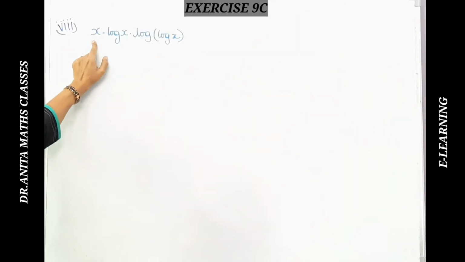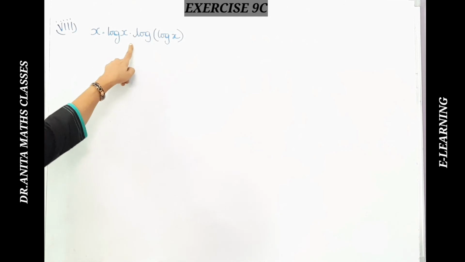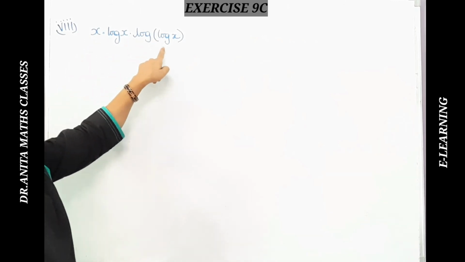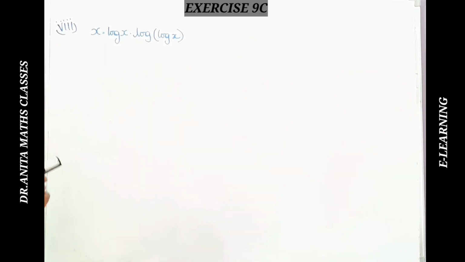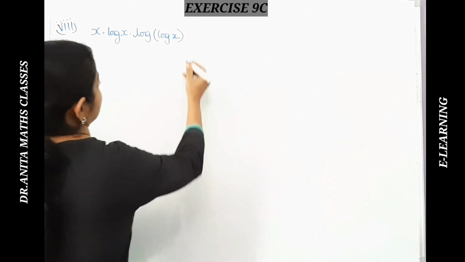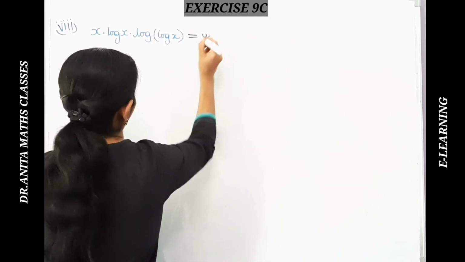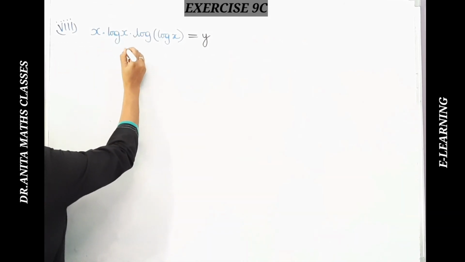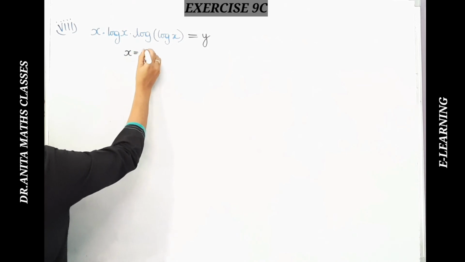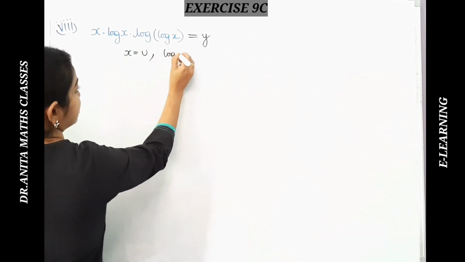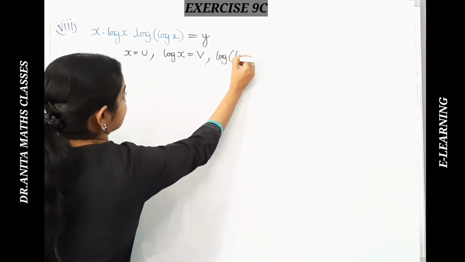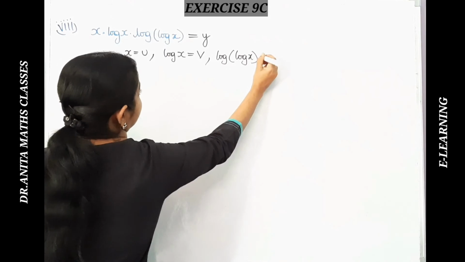Suppose the eighth one, x multiplied by log x multiplied by log of log x. So clearly we can see there are three functions. If I suppose this as u, this as v, and this as w, we need to do the differentiation of u, v, w function. So first let me suppose this as y. Here, for our convenience, let us write x is equal to u function, log x is equal to v, and log of log x, the third one, as w.